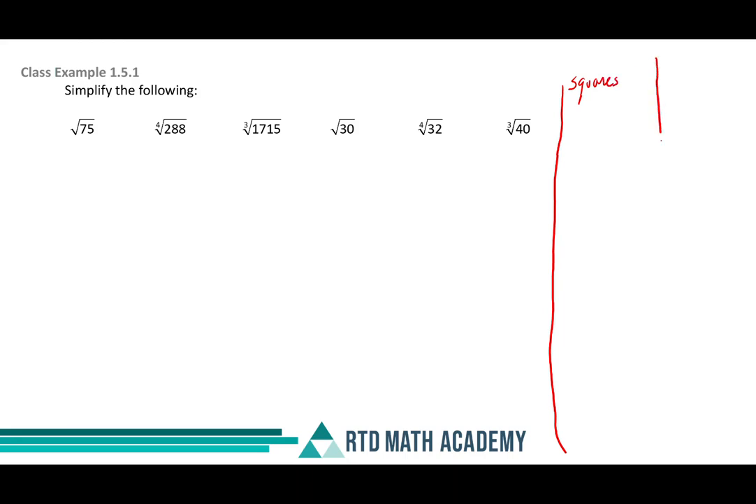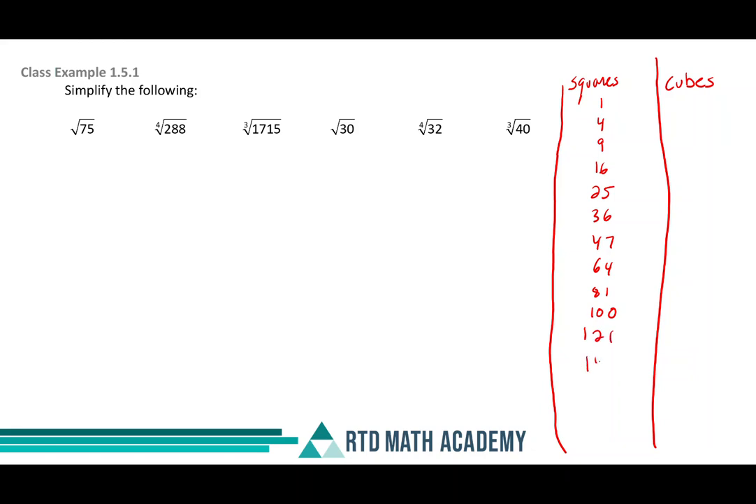And then we're going to make a list of the perfect cubes. And we'll leave those two on here as we're working through our examples. Now, perfect squares, we know 1 squared, 2 squared, 3 squared, 4 squared, and we can keep going. 5 squared, 8 squared is 64, 81. What do we got? 100. We've got 121 and 144 for the perfect squares.